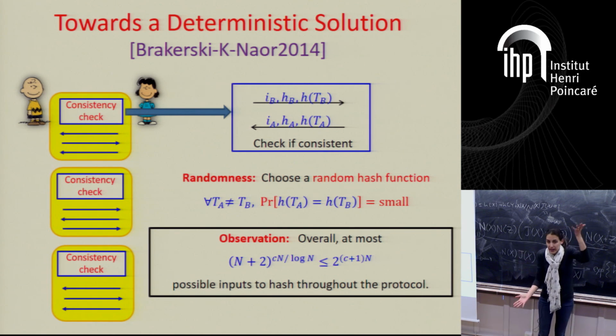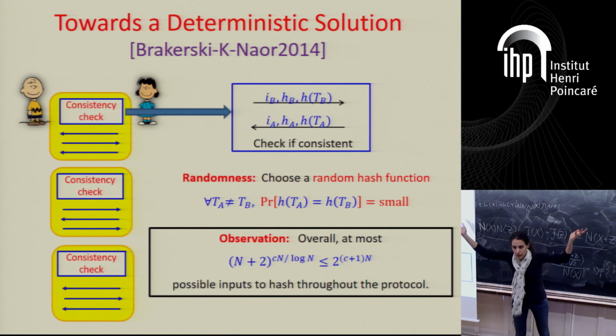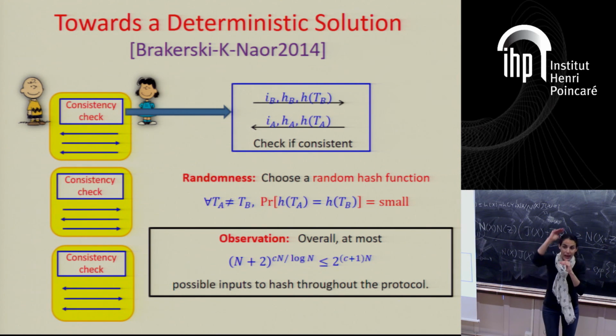Because the protocol is of length n, it seems like we have many, many options. Each time we have 2 to the n options, and we do it n times, so it seems like 2 to the n squared. But at any point in time, the adversary actually has only n plus 2 options of changing the transcript so far. So in the beginning, I either add my log n bits or I don't.